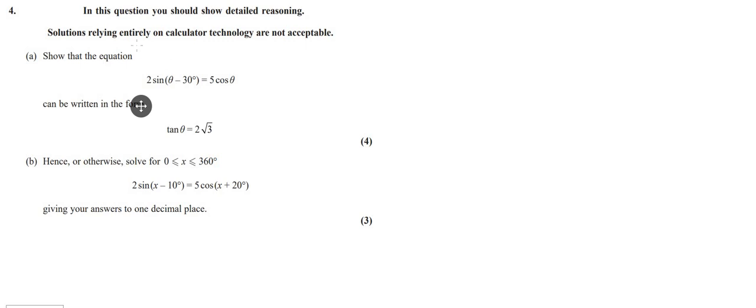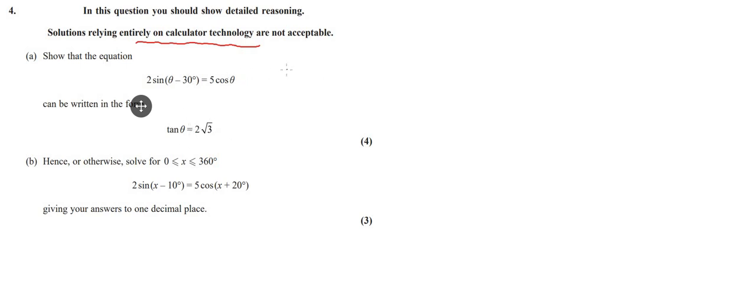Here's question 4 from the trig test. It says straight away, really important, that just using a calculator is not enough. We've got to show that the equation 2 sin(theta - 30) = 5 cos theta can be written as tan theta = 2 root 3. So that's good, it tells us where we're going to get to.